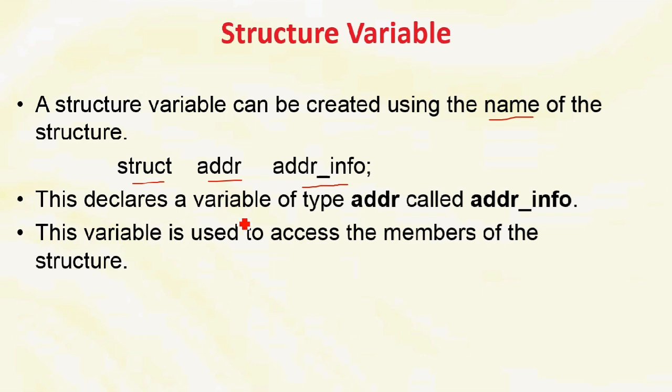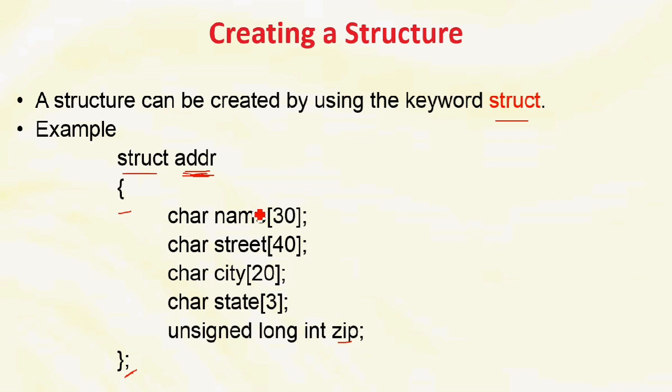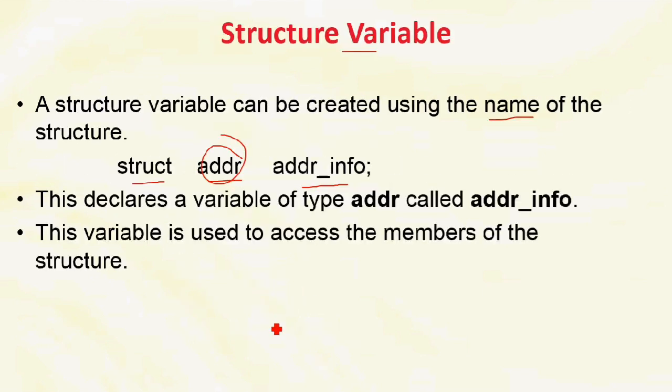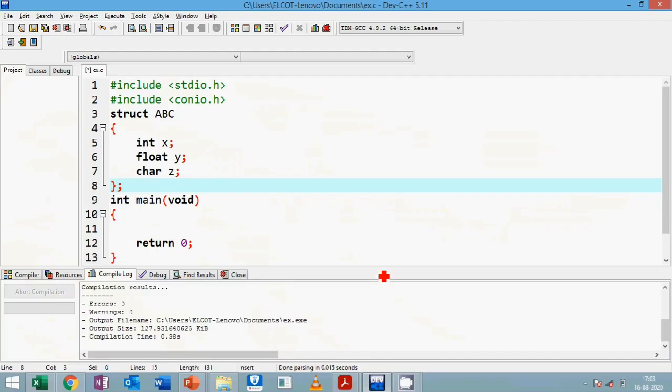So this declares a variable of type address. This is the name of the structure, and for this type we are creating a variable named address_info. This variable is used to access the members of the structure. Why we are creating this structure variable is to access the members of the structure. These are the members: name, street, city, state, zip code. To access these members, this structure variable is used. Okay, so we will see how to create a structure variable here.